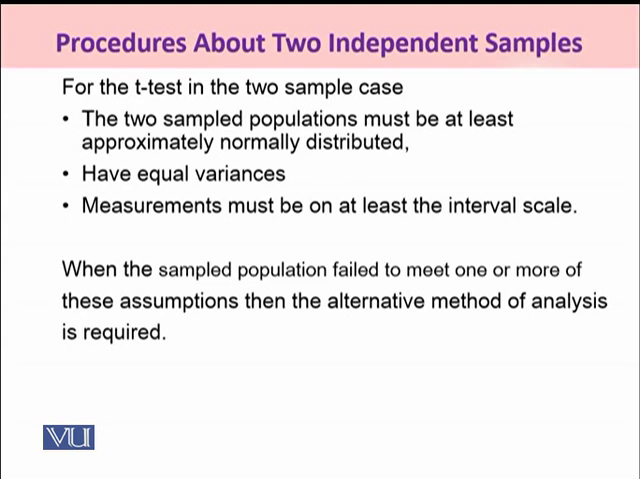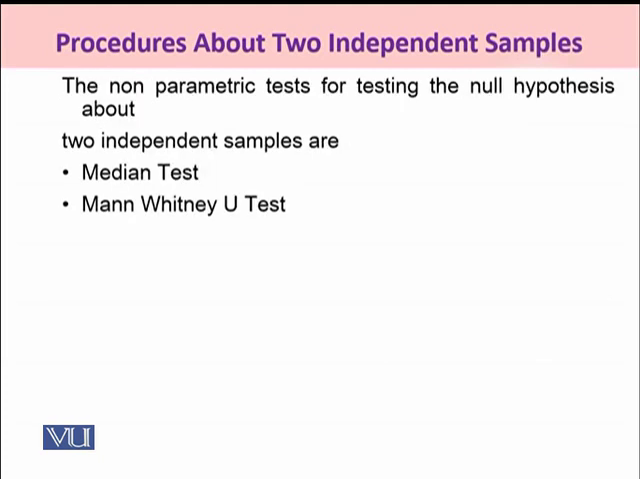So students, if we are given this kind of situation, we require some alternative tests to compare the population parameters. Now, the non-parametric tests for testing the null hypothesis about two independent samples are, number one, the median test, and the next one is the Mann-Whitney U-test.